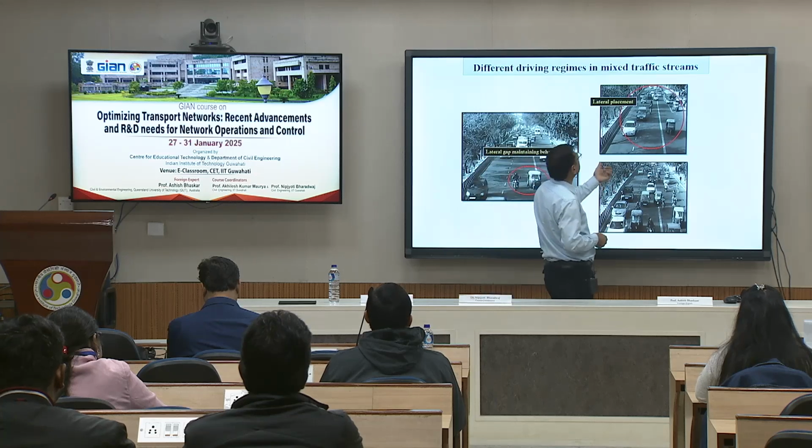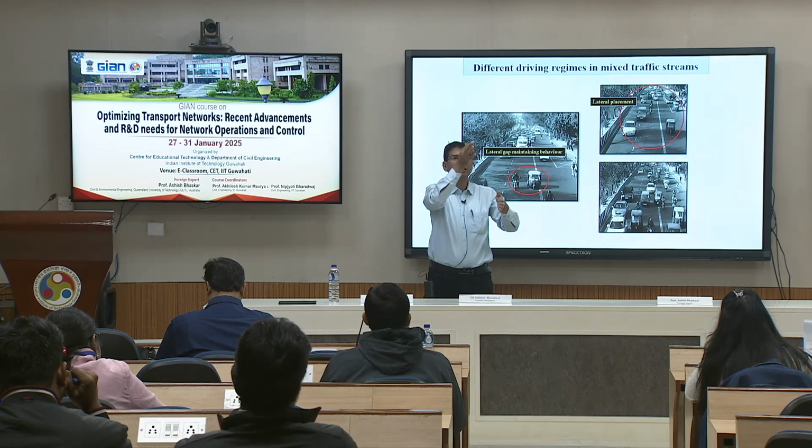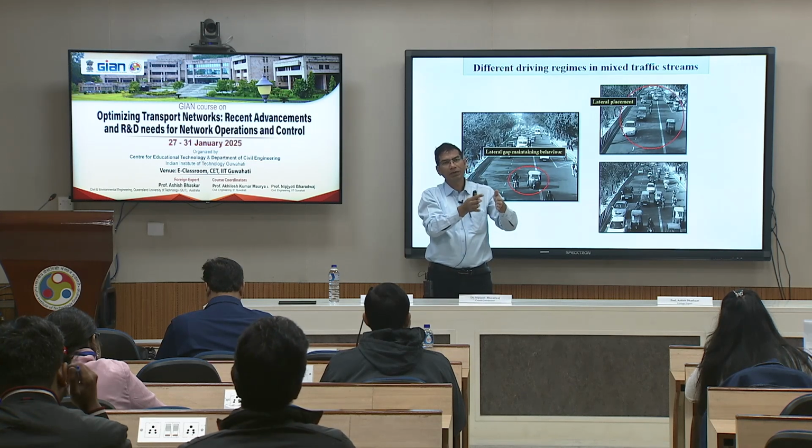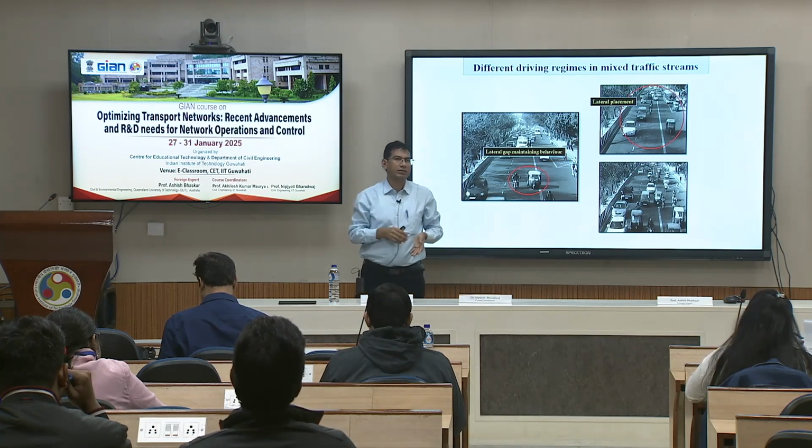Then there are other cases, like lateral placement. If you draw one line and try to see the distribution at a particular lateral position: in the case of lane-based traffic, the histogram for one lane will show that in the middle of the lane the frequency of vehicles is higher. At the lane marking, the frequency will be very low.